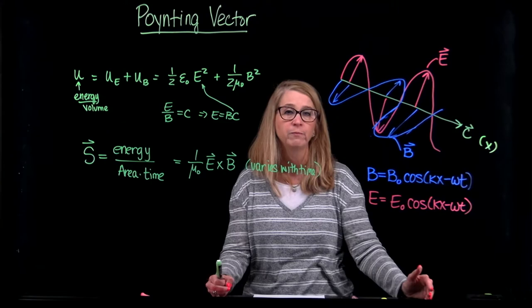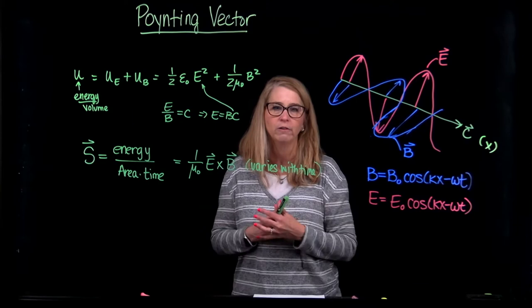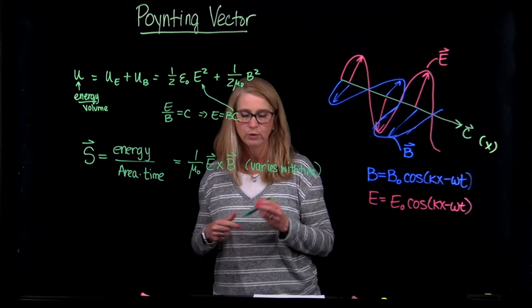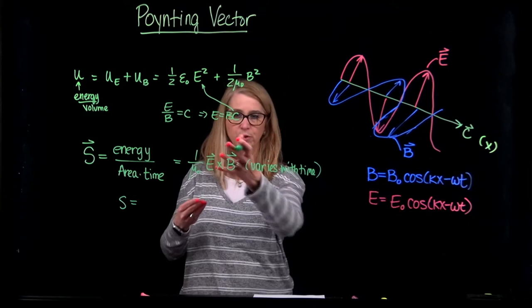So what we like to do is think about what its average would be. Like, what would be just sort of the average value of the amount of energy that's being delivered? Before we do that, let's write a scalar quantity, or a scalar amount, for the Poynting vector. Like, just how big is it if I substituted these expressions in for E and B?